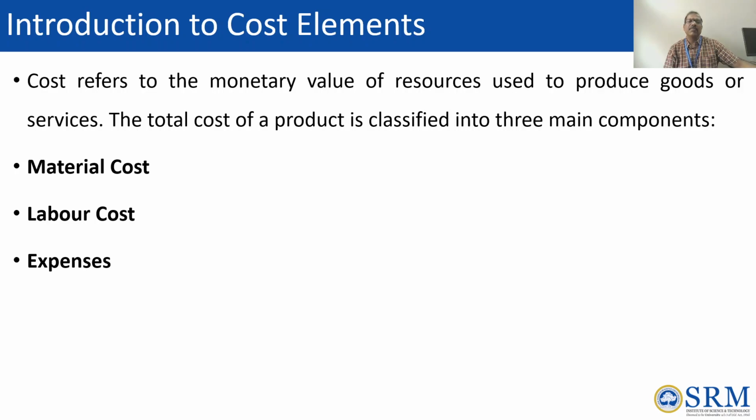The total cost of your product is classified into three main components. What are those three components? Material cost, labor cost, and expenses. Under the material cost, under the labor cost, under the expenses, you have direct and indirect expenses. So we'll see one by one what is material cost, direct material cost, indirect material cost, and similarly for the other two as well.